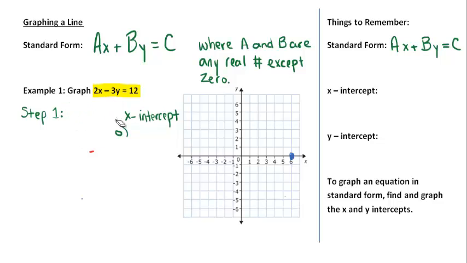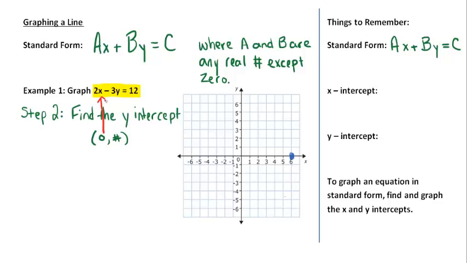Now we're going to go back. We're going to do step 2. Instead of finding the x-intercept like we did for step 1, for step 2, we're going to find the y-intercept. All y-intercepts are located to the right 0 and then up or down some number. That will land me always on the y-axis.